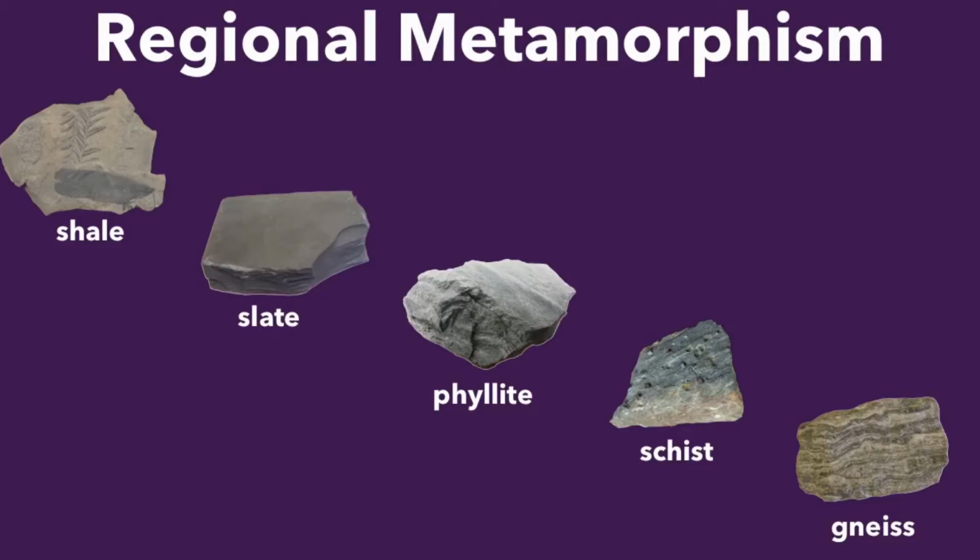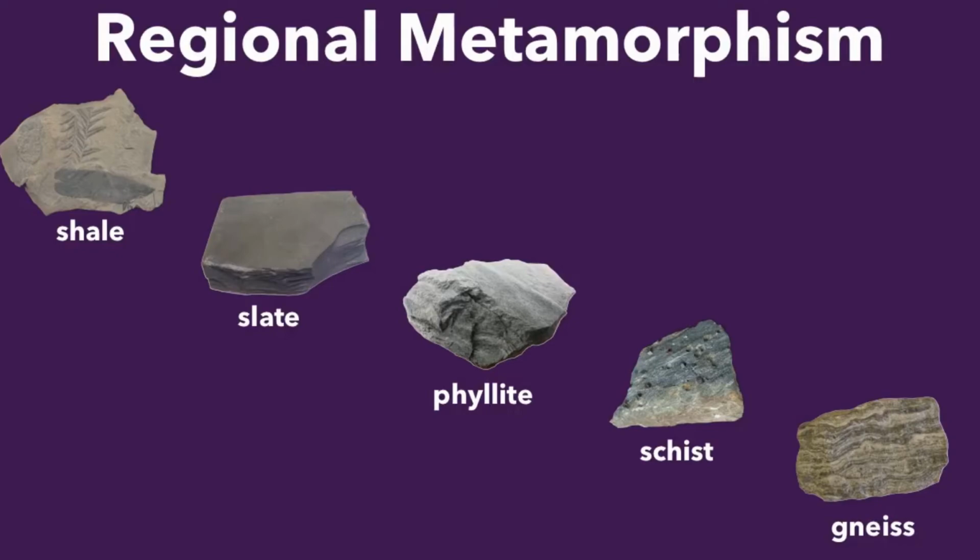Let's take a look at what we see here. This is a typical progression of metamorphism, starting with the sedimentary rock shale. If you add heat and pressure, it will be metamorphosed to slate. If you add more heat and pressure, it will become phyllite. More and it will become schist. Even more and it will become the metamorphic rock gneiss.